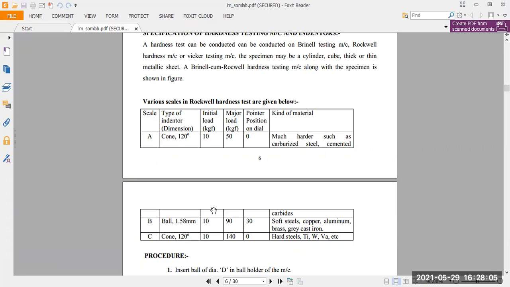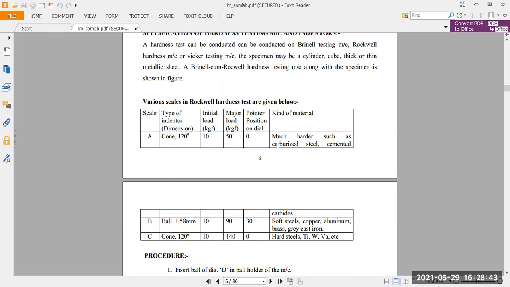The initial load means that before applying the indenter load itself, we have to apply a certain amount of load to move the dial of the machine to get an initial reading of the dial. That initial load is generally 10 kg for all the cases. The major load for the diamond cone is 140 kg, and for the B scale with the ball, the major load is 90 kg. The pointer position is always 0.